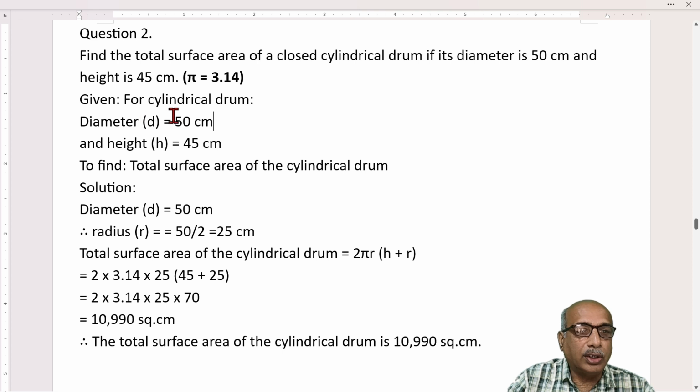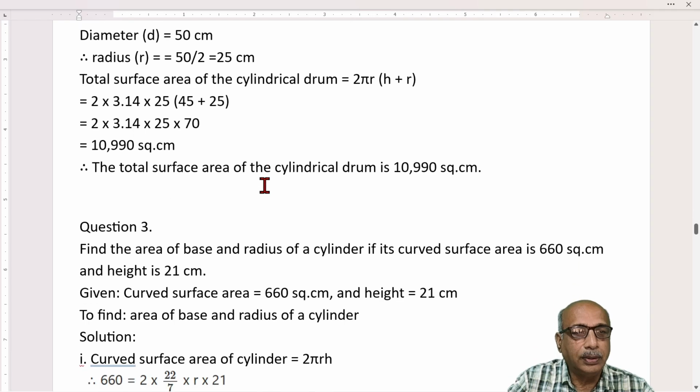Given for the cylindrical drum, diameter equals 50 centimeter and height equals 45 centimeters. We have to find the total surface area of the cylindrical drum. Diameter equals 50 centimeter, therefore radius equals 50 by 2 equals 25 centimeter. Total surface area of the cylindrical drum is 2 pi r (h plus r).